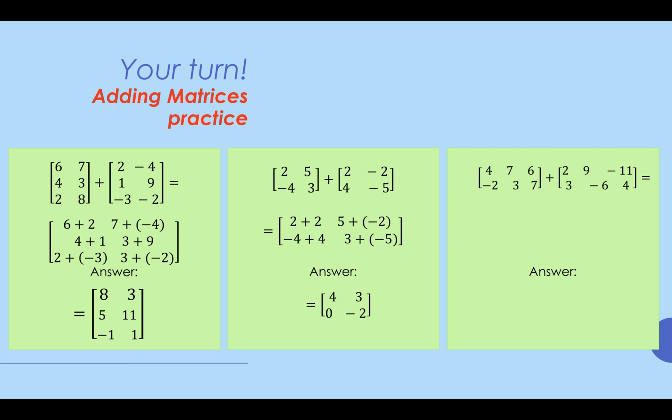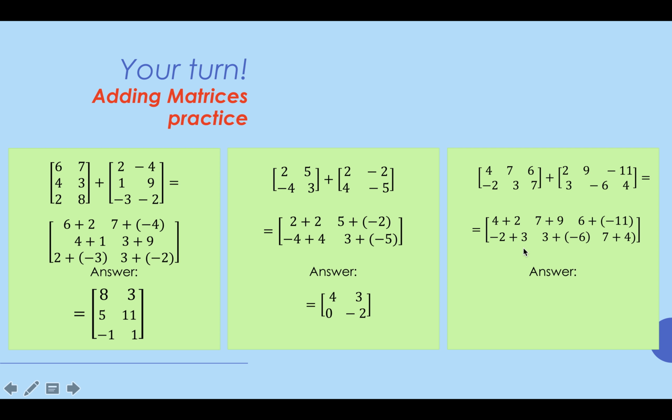Our last adding matrices practice problem is matrices of 4, 7, 6, -2, 3, 7, plus the matrices of 2, 9, -11, 3, -6, and 4. Of course we're going to put it into A plus B form again. So literally the same steps. It gets a little redundant, but I think these are pretty fun to do.